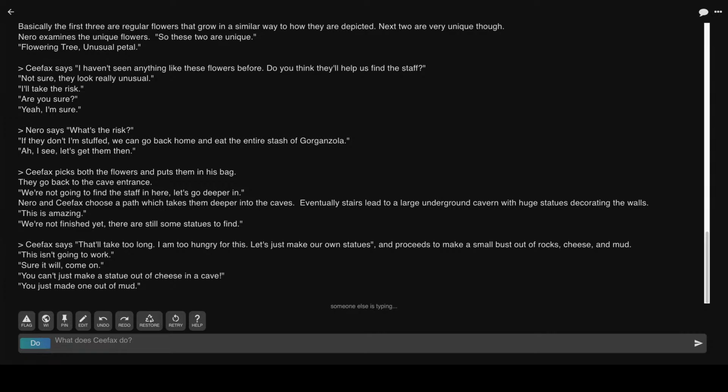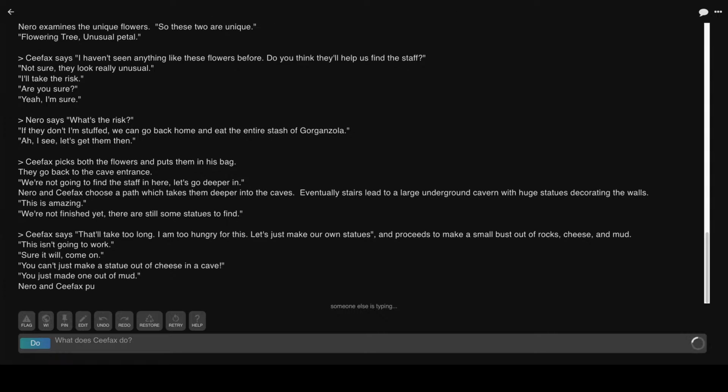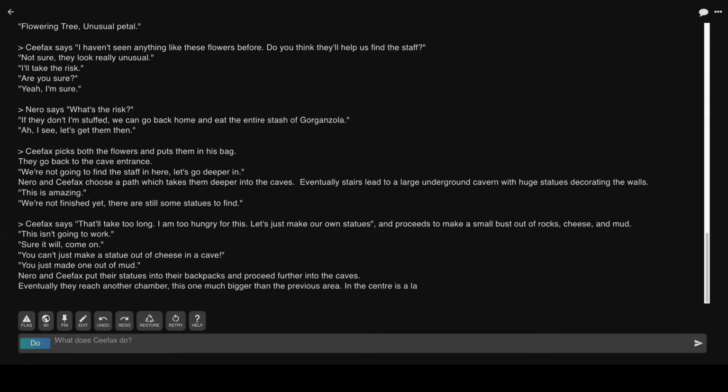Story: Nero and Cefax put their statues into their backpacks and proceed further into the caves. Okay. That will hopefully take us away from the statue situation. Let's see. It felt like we were suddenly given someone else's quest.